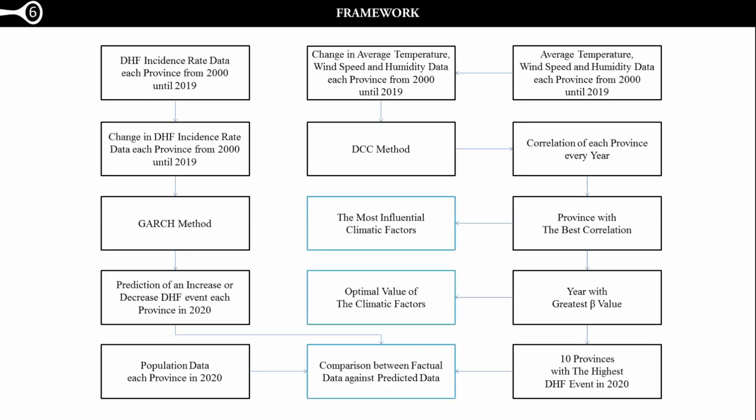This is the framework of this study. The methods that will be used are the DCC and Gauss methods. In both methods, the maximum likelihood method is used in order to produce a lower volatility than the secondary data. The data is processed separately through the Gauss method and the DCC method.